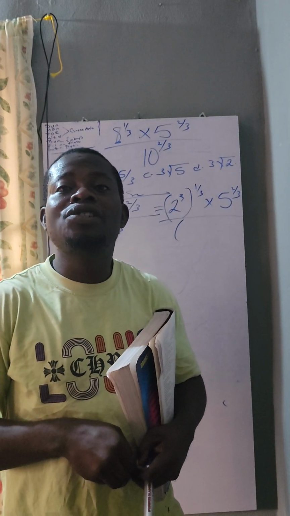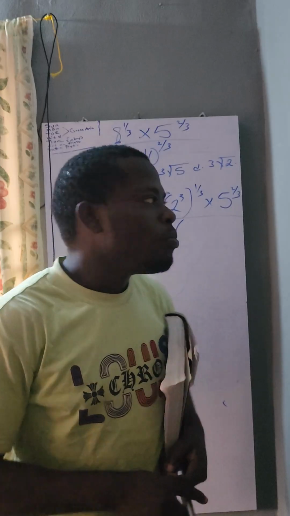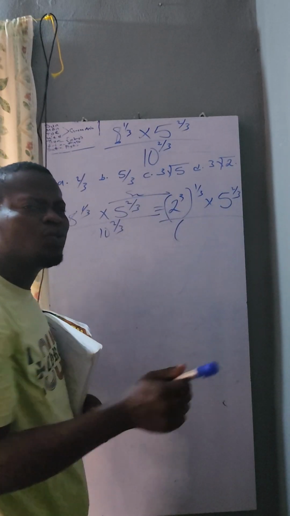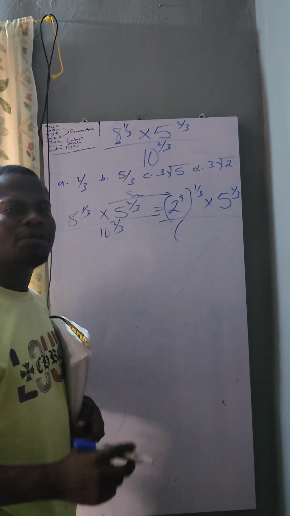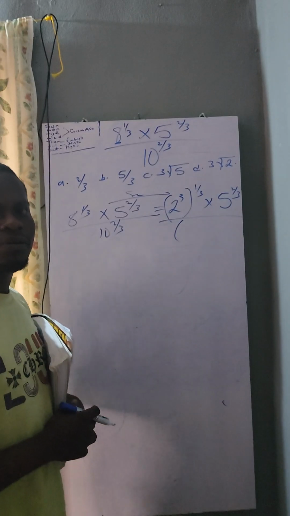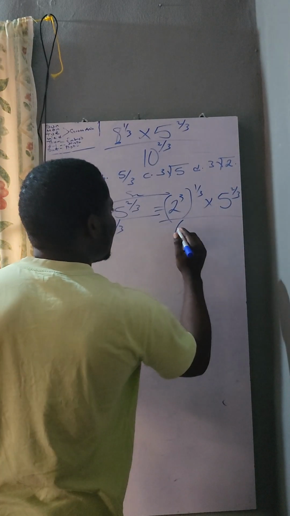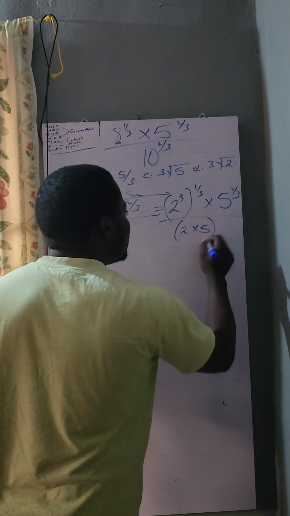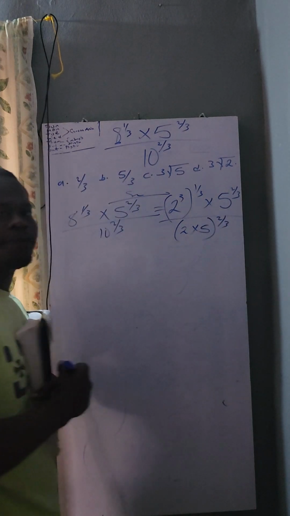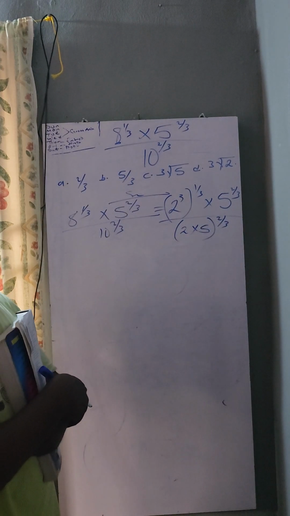Is there any number that we can raise to a power that will give us 10? No. But I'm having 2 here, I'm having 5 here. Then surely there is a relation between that 2 and that 5. Am I communicating? So here, I'll say this is 2 times 5 raised to power 2 over 3. Am I communicating?